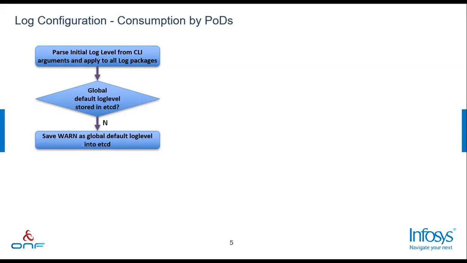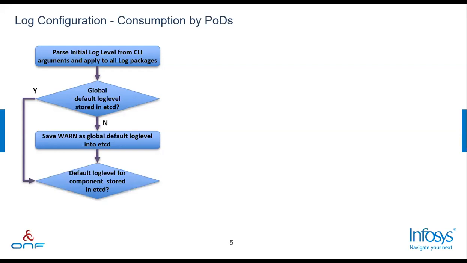And if it is not found, then it goes to the next step where the pod will look out for a default log level for that particular component which it belongs to. So if it is not present, it will save the initial log level which it got from the CLI into etcd. And if it is found, it just skips that step.